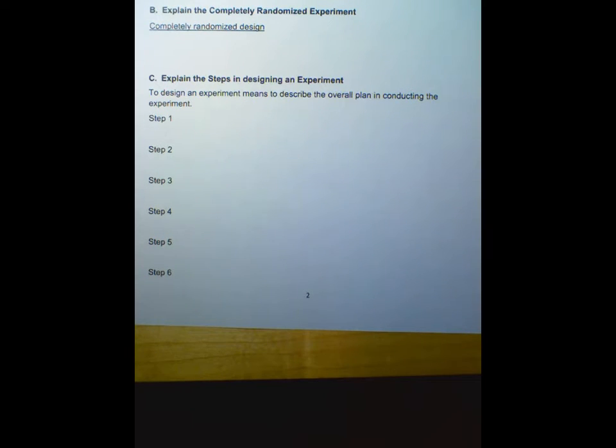We're continuing now with section 1.6, which is on the design of experiments. Part B.